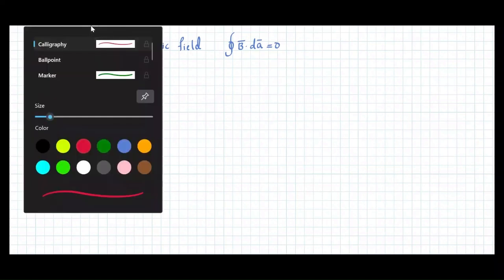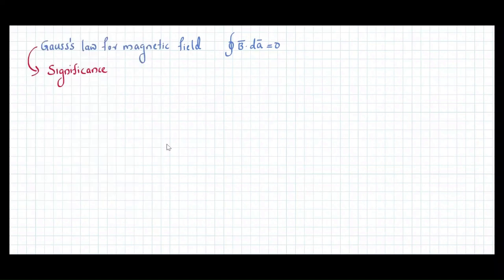Now, what is the significance of Gauss's law in magnetic field? The significance is that magnetic monopoles do not exist, and we can explain all magnetic phenomena using magnetic dipoles only.